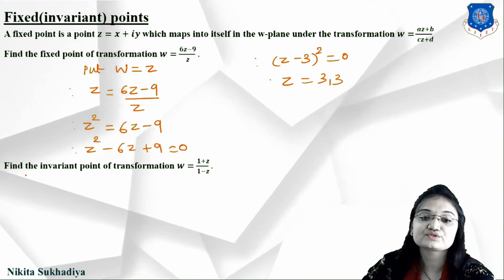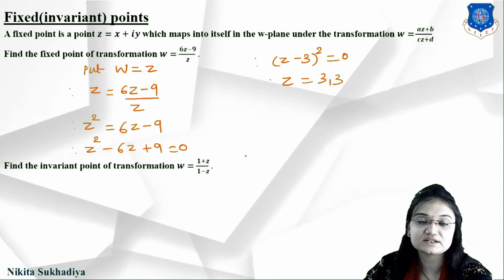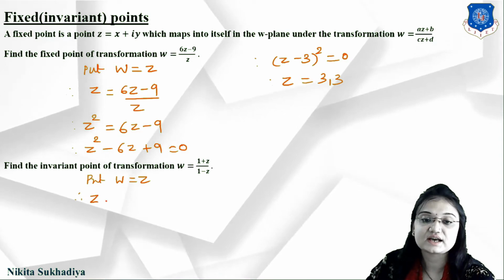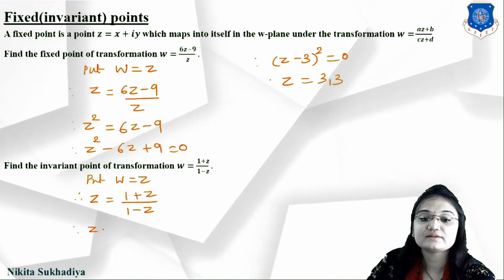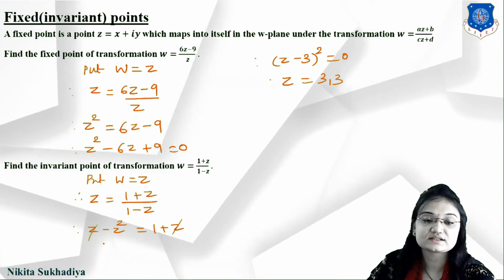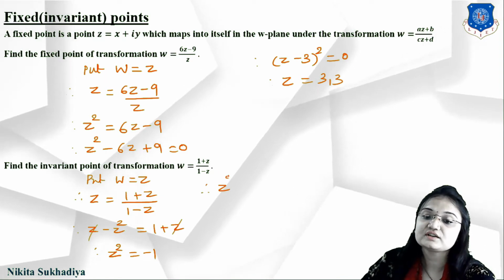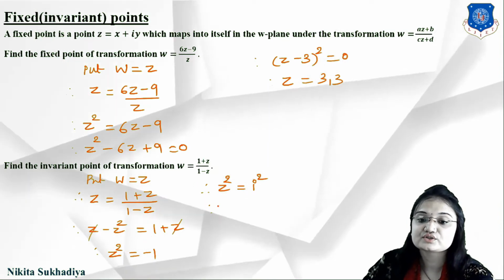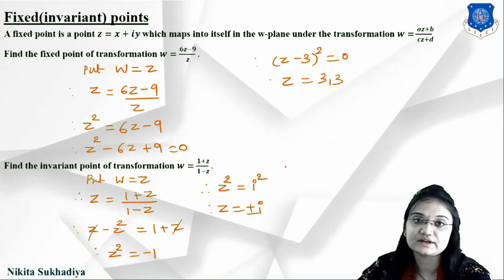Second, find the invariant points of the transformation W = (1 + Z)/(1 - Z). Again put W = Z. So we get Z = (1 + Z)/(1 - Z). So this will become Z - Z² = 1 + Z. Both Z cancel out. So we can say that Z² = -1. This is nothing but Z² = i², because we can put -1 = i². So Z = ±i. Both these points are the fixed or invariant points.